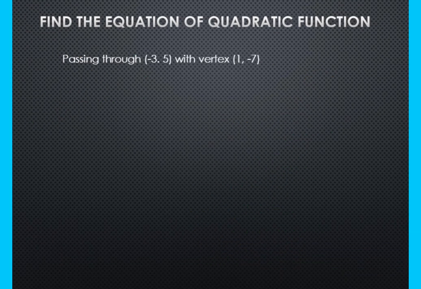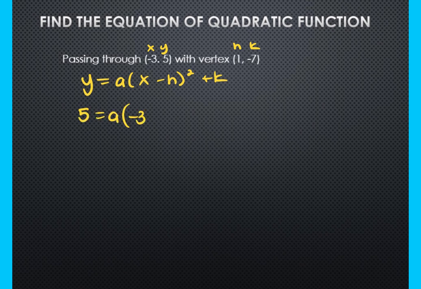All right, this one again, I didn't get through all of them, but most of them were good. This is your x, y. This is your h, k. You have to know y equals a, parentheses, x minus h squared plus k. So then 5 equals a, x is negative 3, h, so minus 1, and k, which is actually negative 7, so minus 7. Don't make a mistake on the order of operations here.